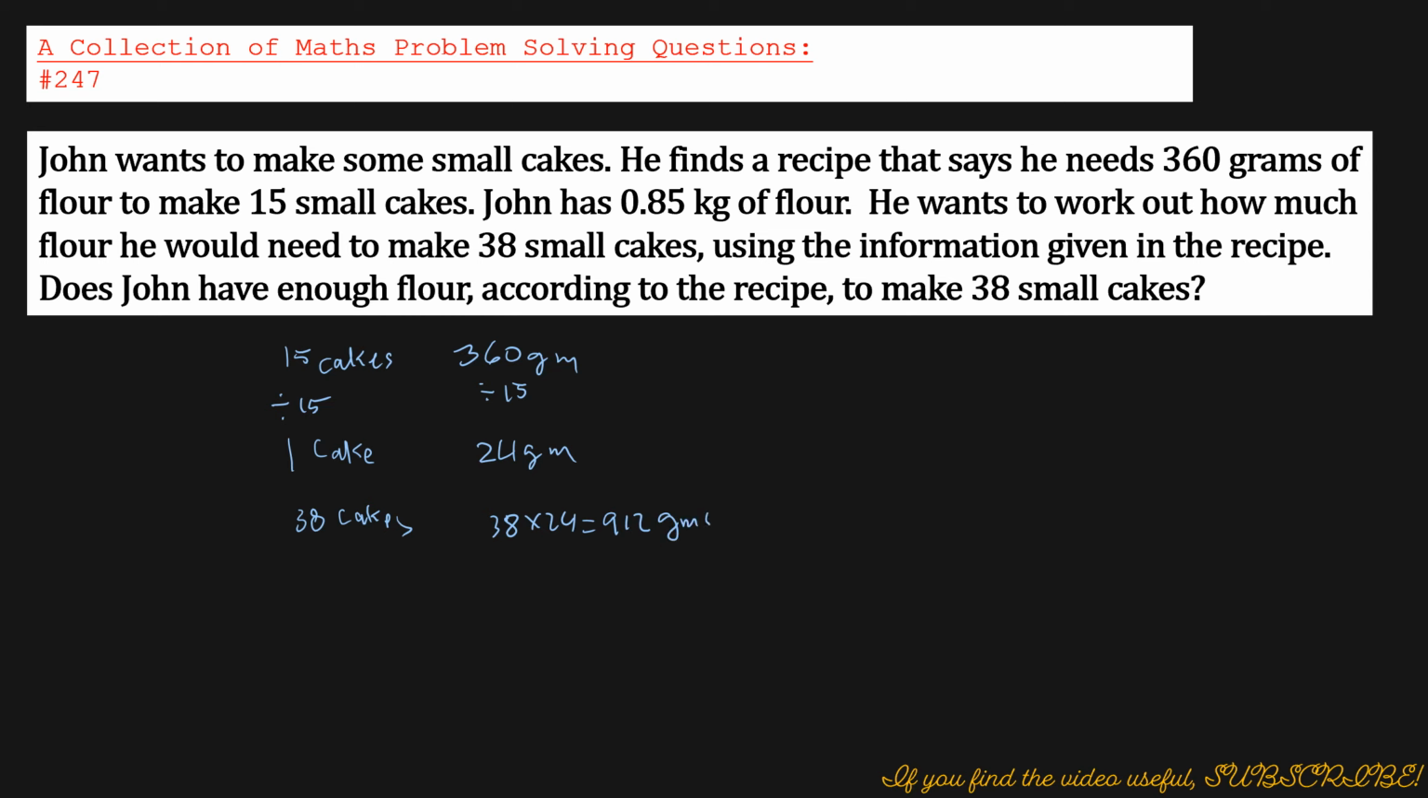So therefore, he doesn't have the required amount of flour, because he has got 0.85 kilograms. John has 0.85 multiplied by 1,000, that is 850 grams of flour. So the answer is no, he doesn't have enough flour according to his recipe to make 38 small cakes.